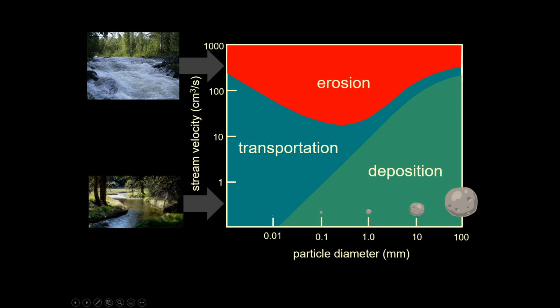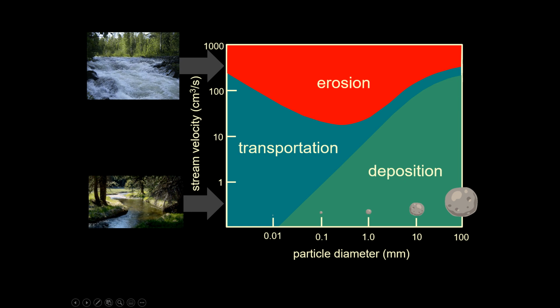Transportation happens where you have perhaps a little bit lower stream velocity, things are carried along, maybe not new stuff being eroded, but just existing stuff is just transported. And then where stream velocity starts to decline a little bit, and by the way, this is in cubic centimeters per second, deposition takes form. So we have slower moving streams. Stuff may be left behind.